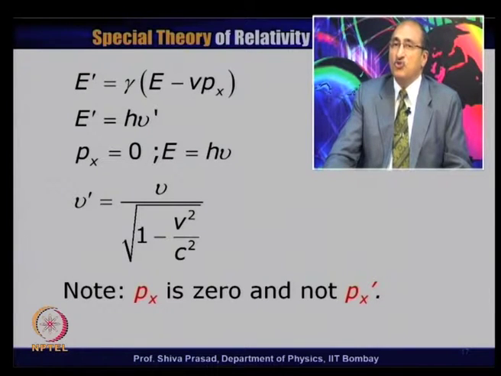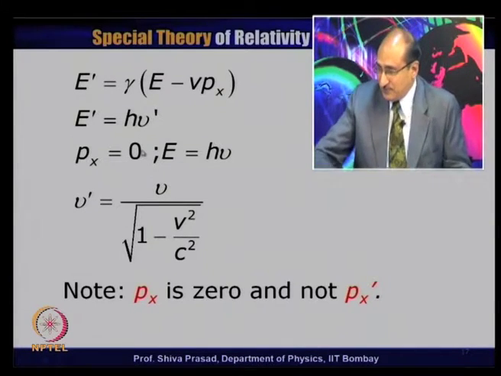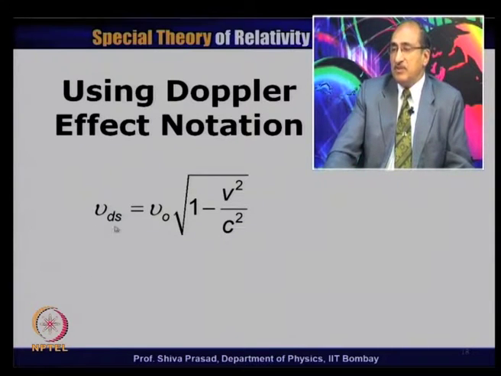Again, I change these to my relativistic Doppler effect notation. This nu prime was the original frequency nu naught. This nu is the Doppler shifted frequency because this is being observed by observer S. So, I will call this nu ds, and this I will call nu naught. So, this is the expression I get: nu ds is equal to nu naught under root 1 minus v square by c square. This is, as I said, a purely relativistic effect called transverse Doppler effect.